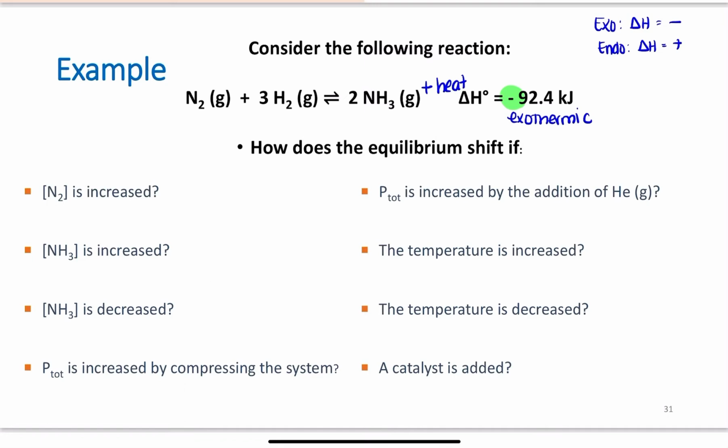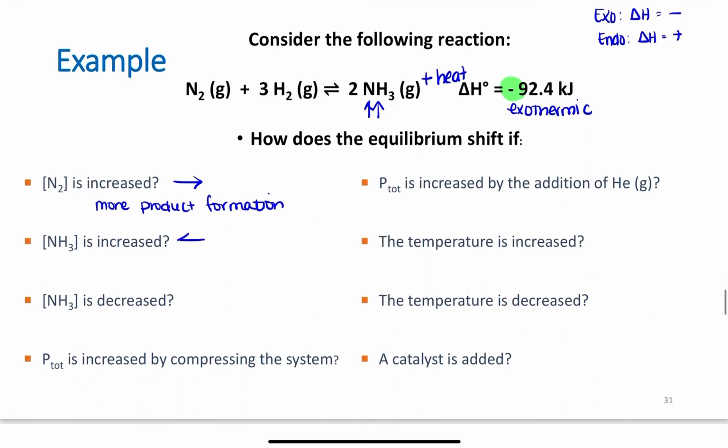What happens if I increase the concentration of N2? I increase the concentration here, the reaction's going to go to the right, more product formation, because it's always going to adjust to whatever change you've made. What if I increase the concentration of NH3 in the system? It's going to shift the reaction to the left.